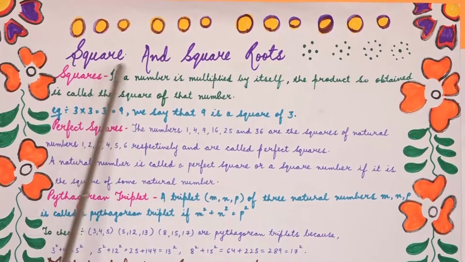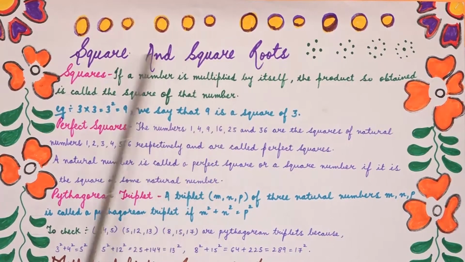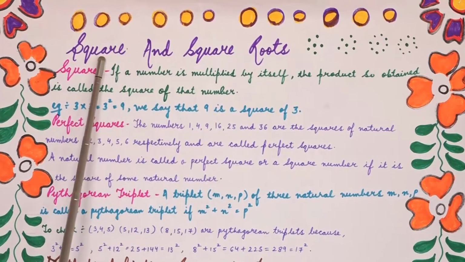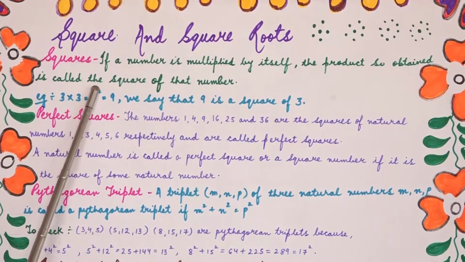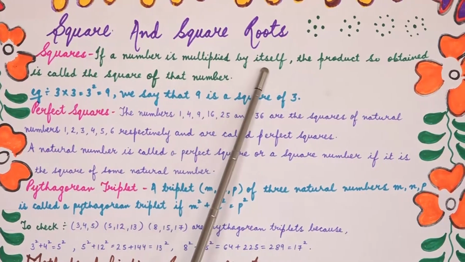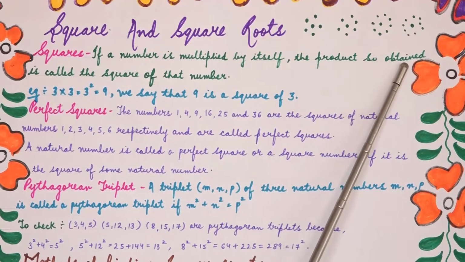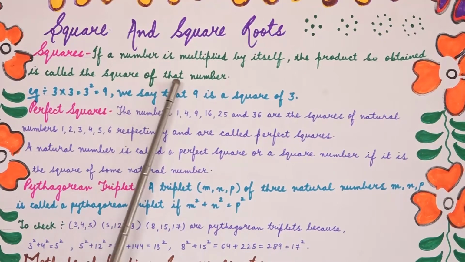Class 8th, chapter Square and Square Root. As the name of the chapter tells us, square and square roots. So first of all, we'll study what are squares. If a number is multiplied by itself, the product so obtained is called the square of that number.